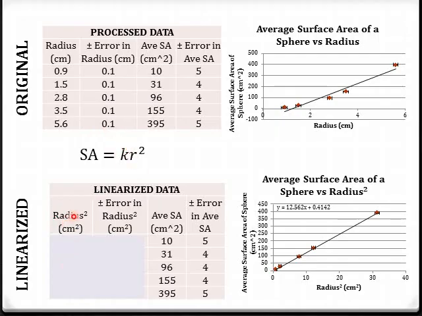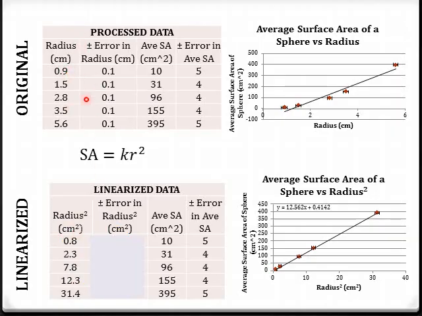How do I do that? Well, this is radius squared, right? Here are my radii. I just have to square them. So I do 0.9 times 0.9 and enter it here, and then the next one and the next one, and I just square all my radius values and write them out. Now comes the more annoying part. I've now got to figure out the uncertainty in my new x variable, radius squared.